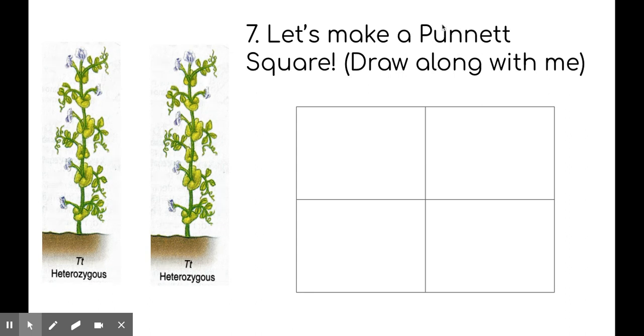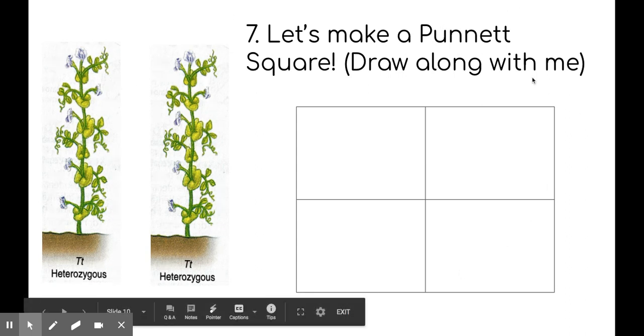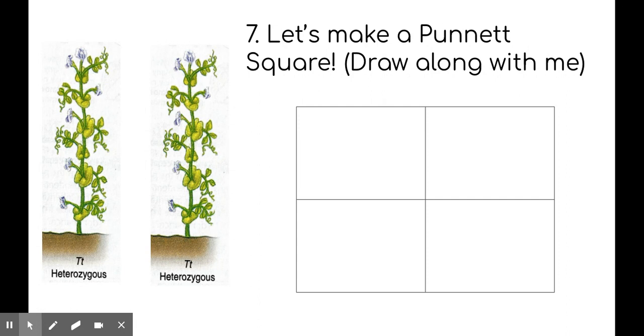So I'm going to be making another video for this one because I can only make these videos in 5-minute segments. So go ahead and take a look at the next video, part 2 for this, and you'll be able to see how to make a Punnett square. If you already know how to do it, you can do it on your own.